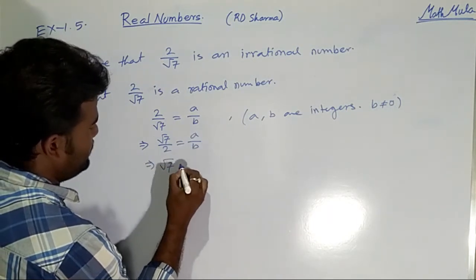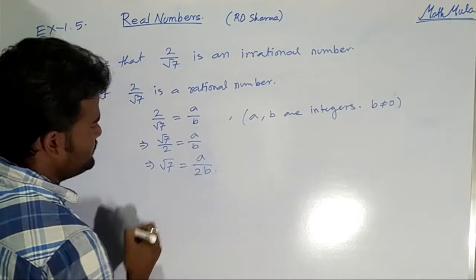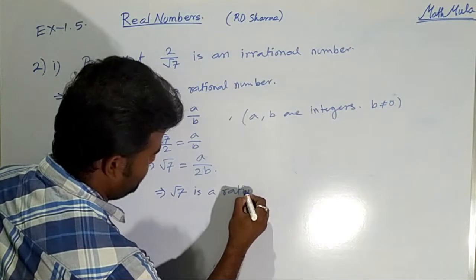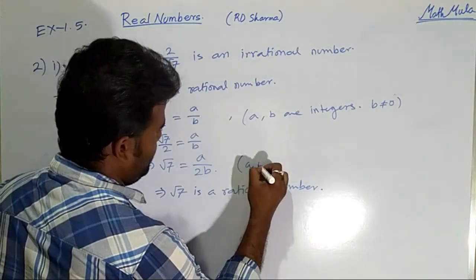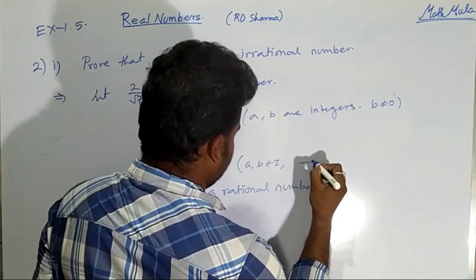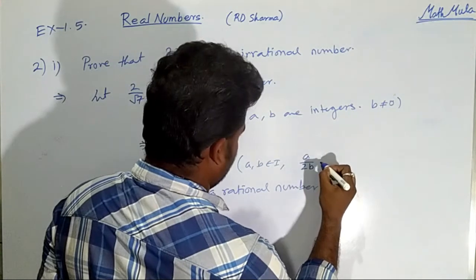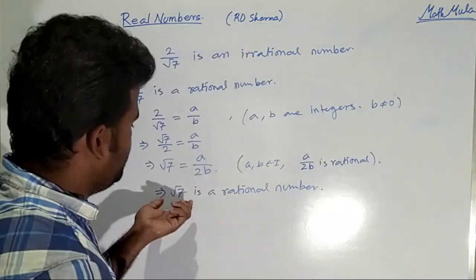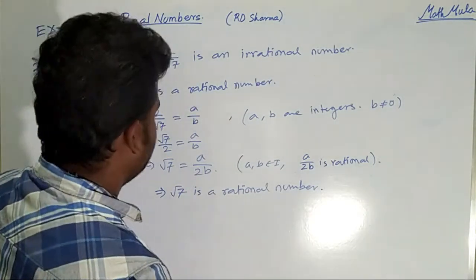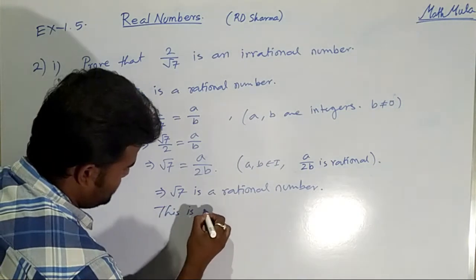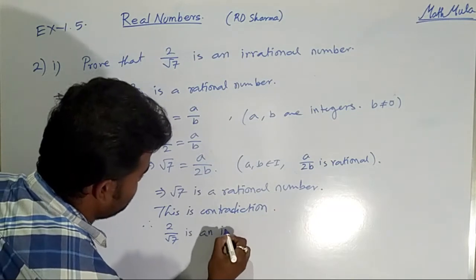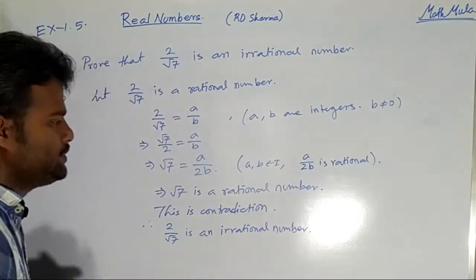That means root 7 is equal to 2b by a. That implies root 7 is a rational number because a and b belong to I. That means the operation of integers must be a rational number. That means 2b by a is rational. Now look, root 7 is a rational number. This is a contradiction because root 7 is not a rational number. This is a contradiction. Therefore, 2 by root 7 is an irrational number. Proved.